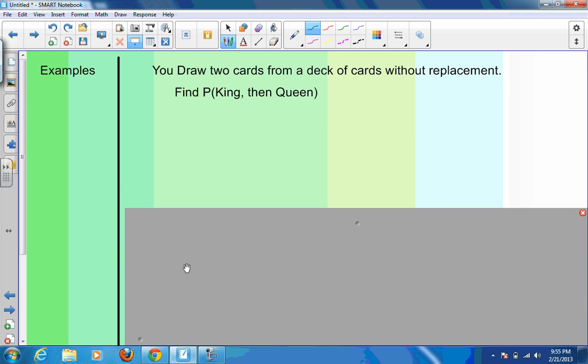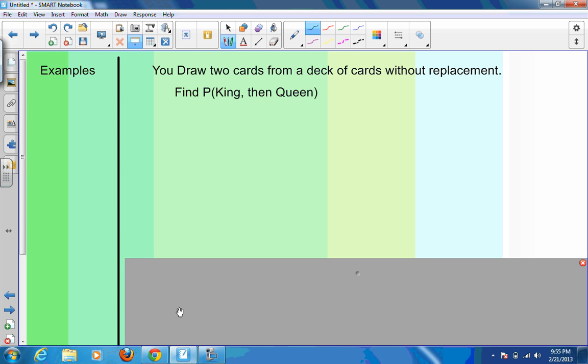So let's do some examples here. Let's go to deck of cards. I draw 2 cards from a deck, and I do not replace them. All right? I want to find the probability of getting a king and then a queen. All right? So here we go. The probability of getting a king on my first try is 4 out of 52. We know that from examples that we've done in the past. Okay?